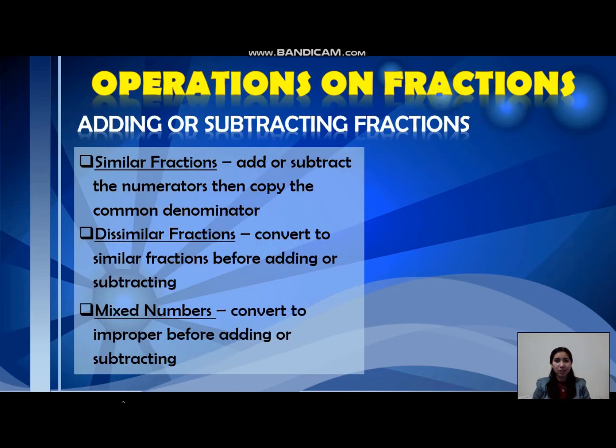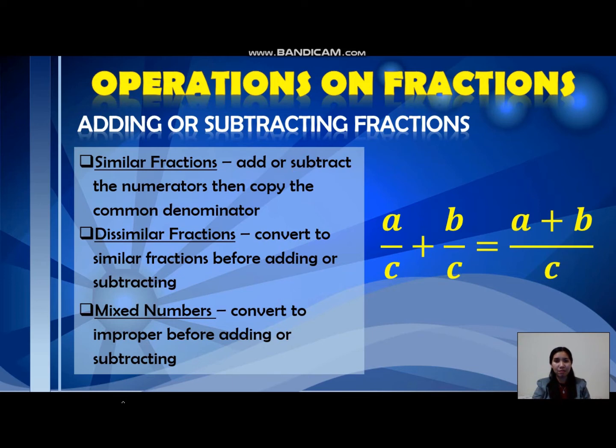Let's now have the operations on fractions. First, we have adding or subtracting fractions. In similar fractions, we add or subtract the numerators, then copy the common denominator. For dissimilar fractions, we convert them to similar fractions before adding or subtracting. And for mixed numbers, we convert to improper before adding or subtracting. In symbols, we have a over c plus b over c is equal to a plus b all over c.